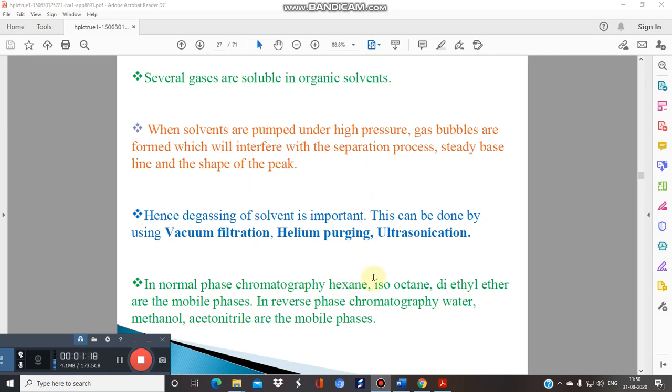In normal phase chromatography, we generally use non-polar mobile phases like hexane and isooctane, whereas in reverse phase we use more polar mobile phases like water, methanol, and acetonitrile. Generally, reverse phase, based on the principle of partition, is the most preferred one.